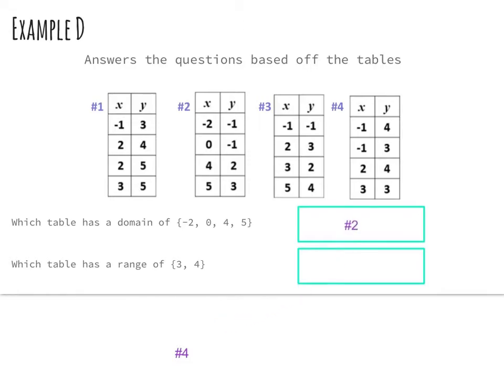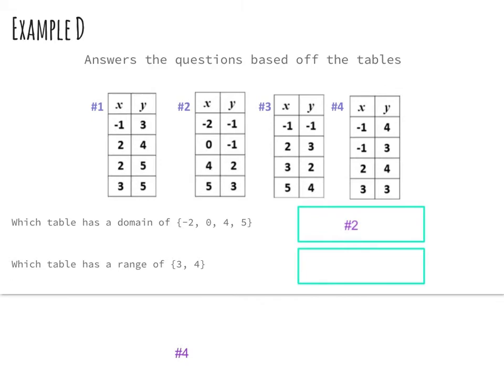The next one says, which table has a range of 3 and 4? So again, I'm going to compare this time the outputs to make sure they match. Now table number 1 has a 3 and a 4, but it also has a 5. And the question doesn't ask me which has a range of 3, 4, and 5. It wants just a range of 3 and 4. So although it has the 2 numbers I'm looking for, it has extra numbers. So it is not correct.